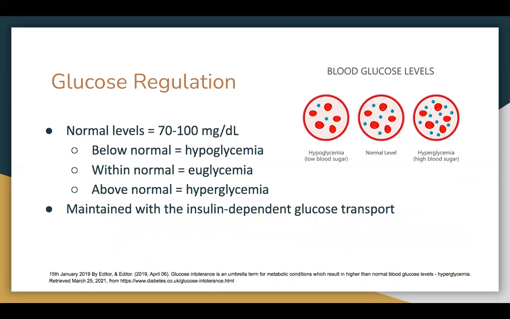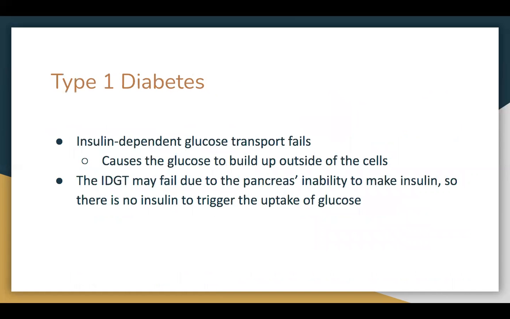So, glucose regulation. The normal level that you want your blood glucose to be at during fasting is between 70 and 100 milligrams per deciliter. Within normal is known as euglycemia, below normal is hypoglycemia, and above normal is hyperglycemia. And it's normally maintained using insulin dependent glucose transport.